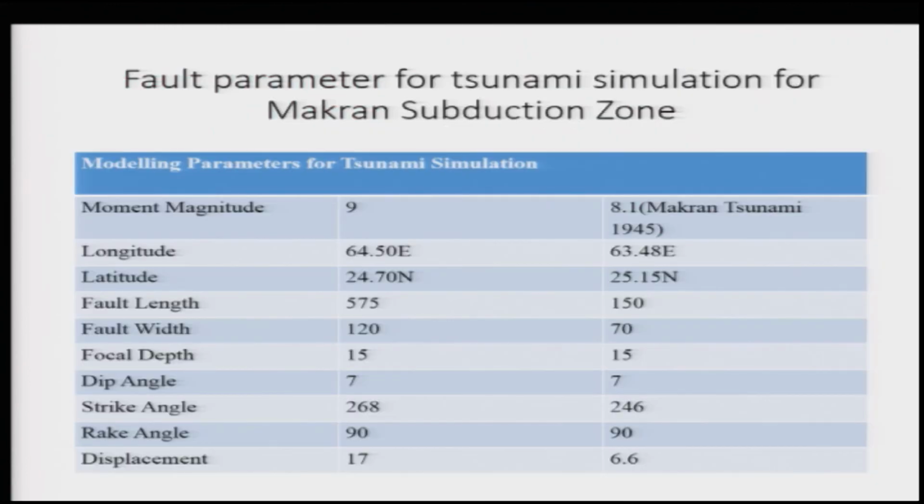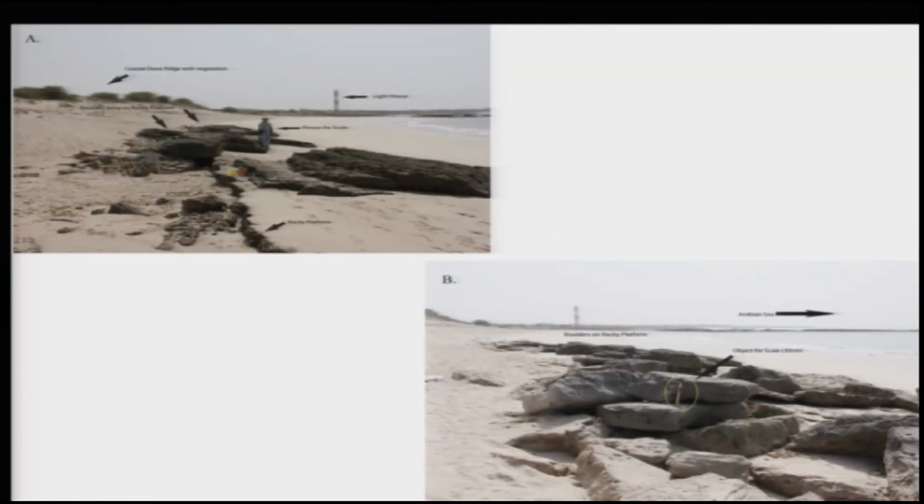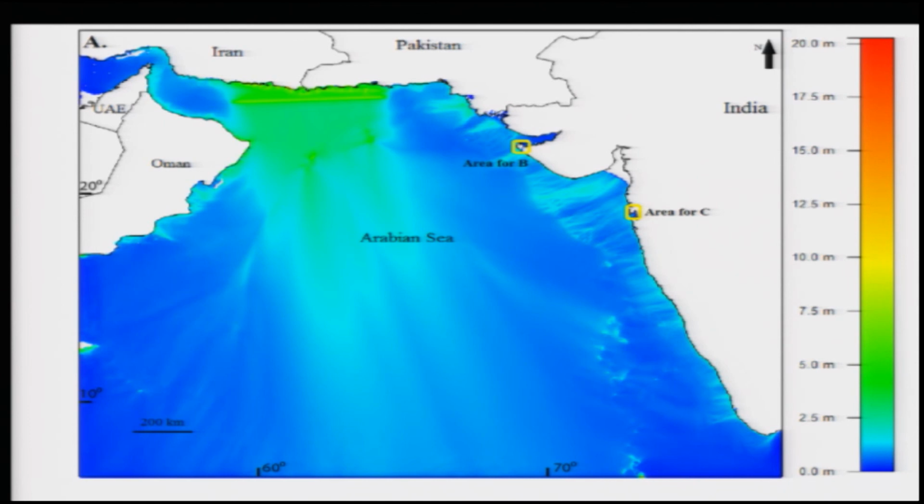At the same time, we also looked at what the inundation would have been using a simulation, putting in the parameters of the 1945 Makran earthquake. What we found was that huge fragments of the rocky platform were eroded, transported and flipped up in the area, and that showed us a very clear indication of probable tsunami deposits.